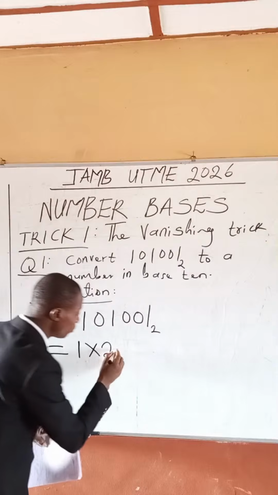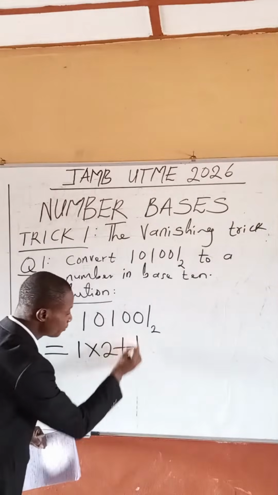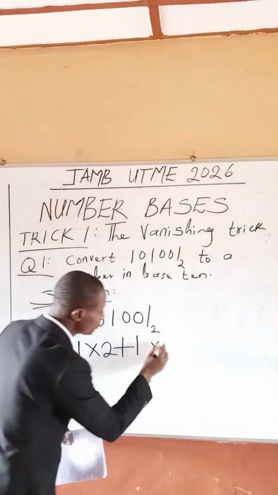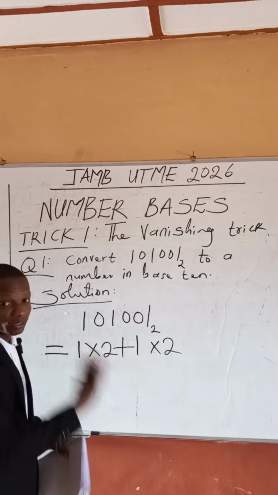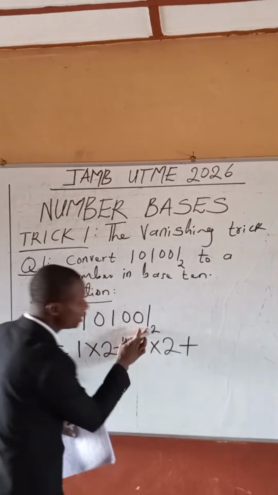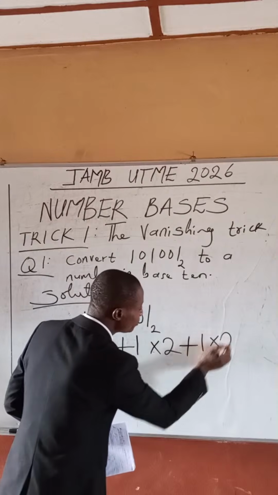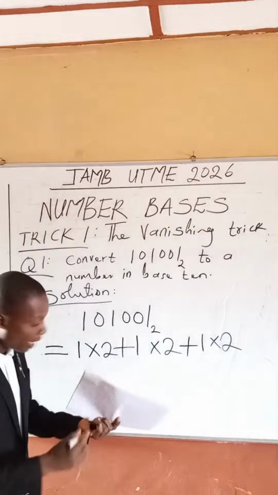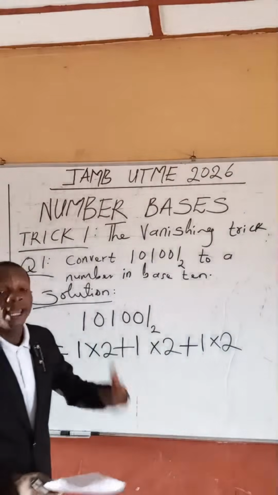Then go ahead, pick this second one here, then multiply it by the base again. So this is the base. Don't bother about the exponent first. Just forget about the exponent now. Then the next one, which is the very last one, is this one here, which is 1 times 2. Don't bother about the exponent. Now that we have done this, the next phase is for us to put in the exponent.